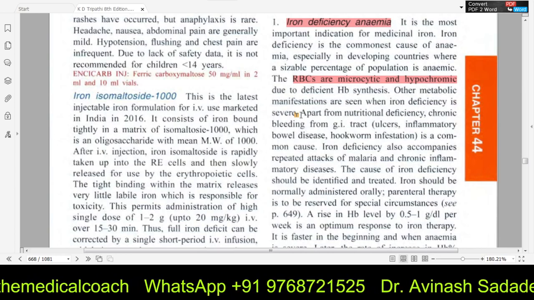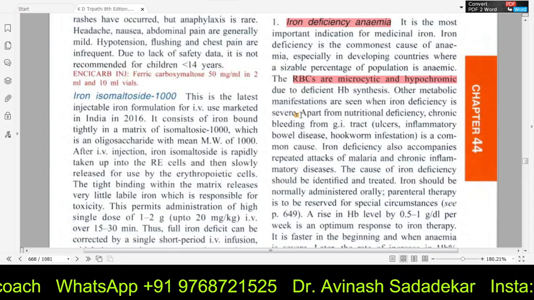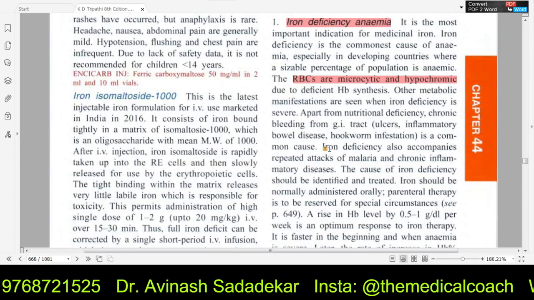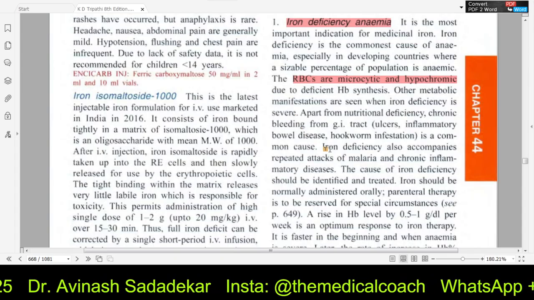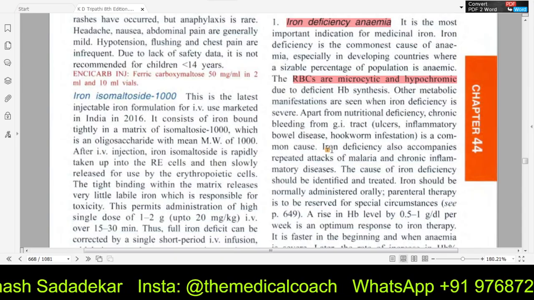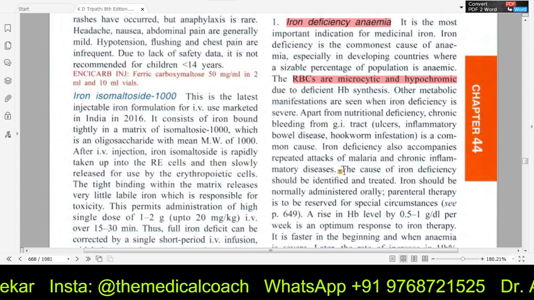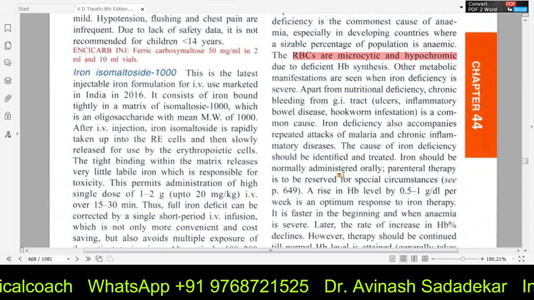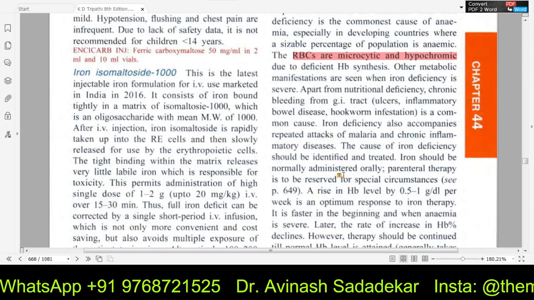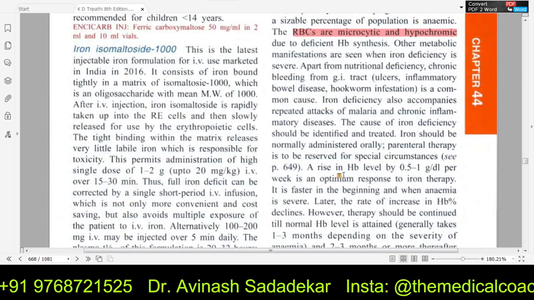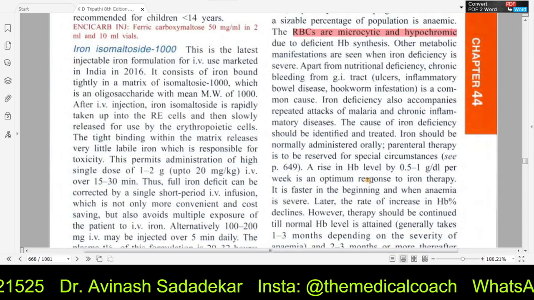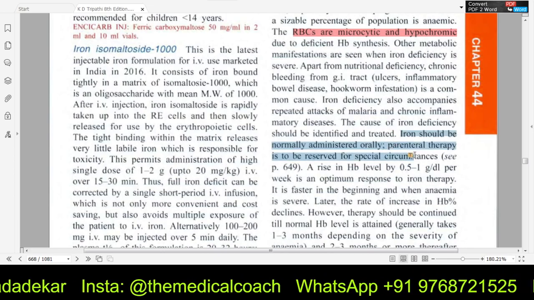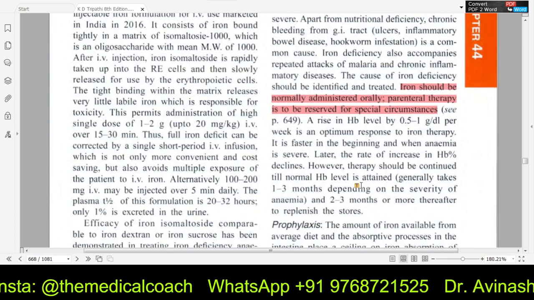Okay, we also spoke about how chronic bleeding from GIT is also one of the causes. So you have to take care of the causative factor also. If somebody has hookworm infestation and you keep giving iron, it is not going to work. Similarly, if somebody has repeated attacks of malaria or chronic inflammatory disease, then he will not be recovering because of your oral iron. You have to treat the real cause. Okay. Remember, to give iron orally, parenteral is only for special circumstances.